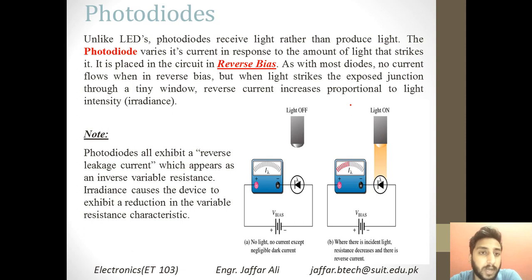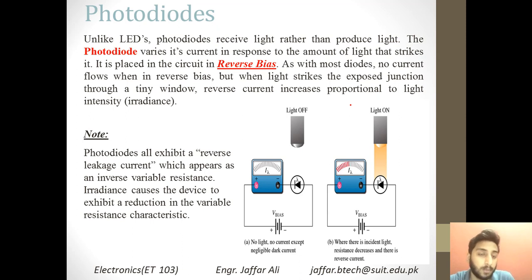The same applies to the photodiode, which is a type of optical diode, but unlike LEDs, photodiodes actually receive light rather than produce light. After it receives light, it basically acts as a short circuit or open circuit. The photodiode varies its current in response to the amount of light that strikes it. In the LED, you have to provide input to turn on the light, but in photodiodes, the light comes in as the input, and if the light is above a certain threshold, it will close the circuit, or if it is below the threshold, it will keep the circuit open.